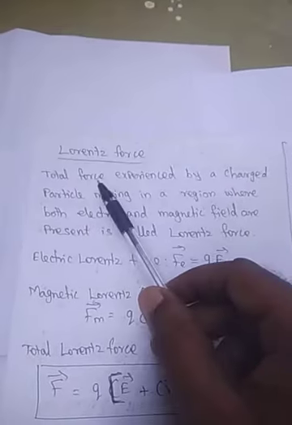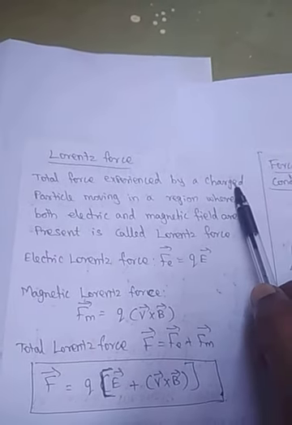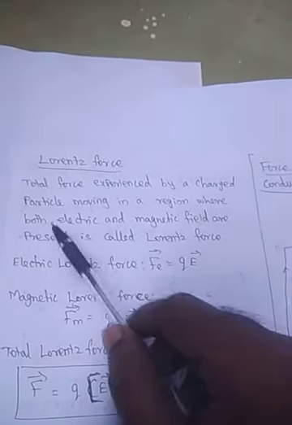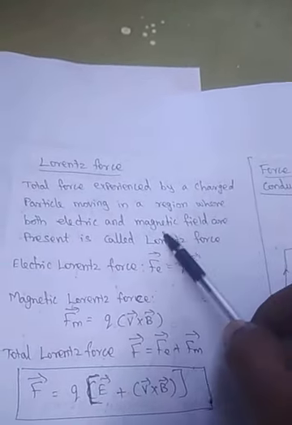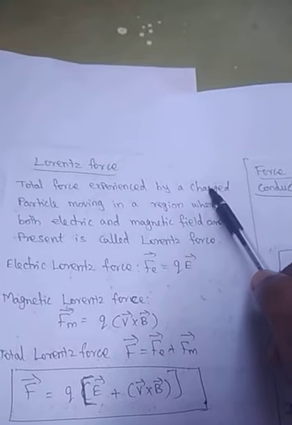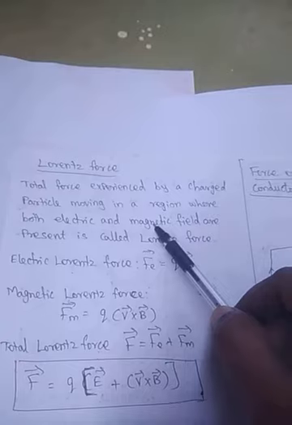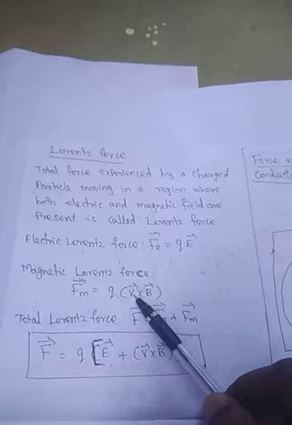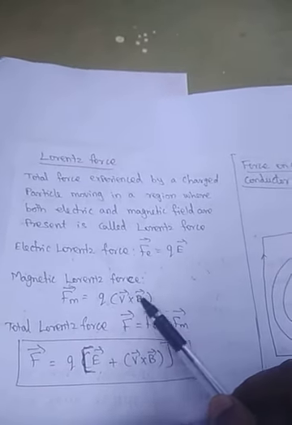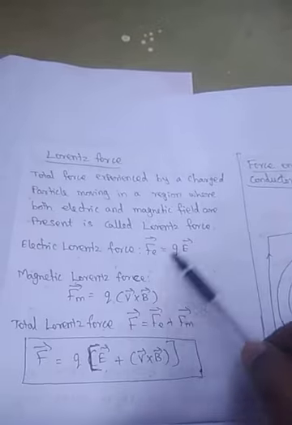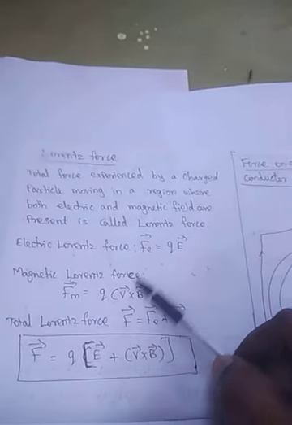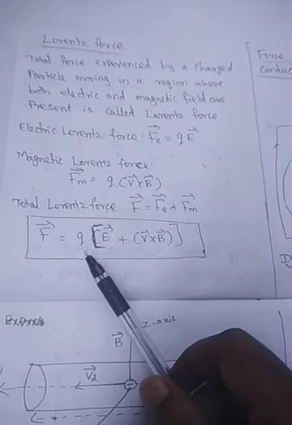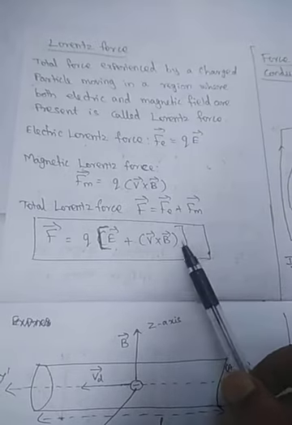Hence we define the total force experienced by a charged particle moving in a region of both electric and magnetic field. The electric field applies a force on the charge, and the magnetic field applies a force on the charge. So the charge experiences both electric force and magnetic force. The electric force value is QE. The magnetic force value is Q into V vector cross B vector, that is QVB sin theta. So the total force experienced by the charge due to the electric field and the magnetic field is F equal to Q into E vector plus V vector cross B vector.